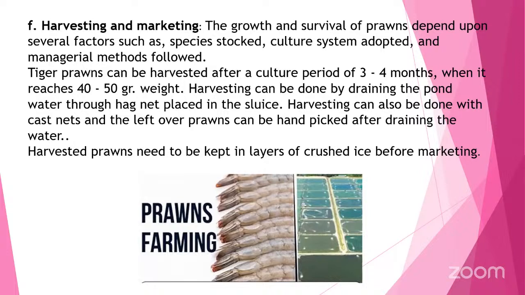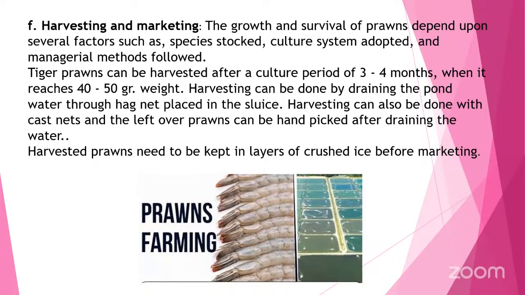Next, coming to harvesting and marketing. The growth and survival of prawns depend upon several factors such as species stocked, culture system adopted, and managerial methods followed. Tiger prawns can be harvested after a culture period of 3 to 4 months when they reach 40 to 50 gram weight.